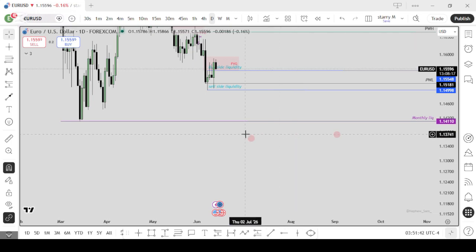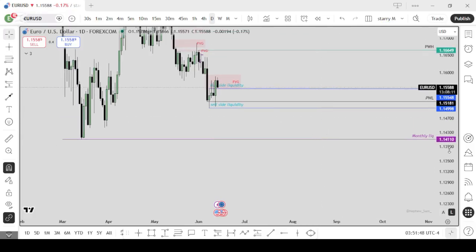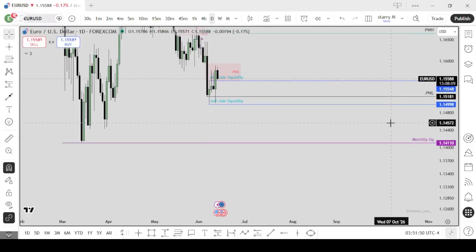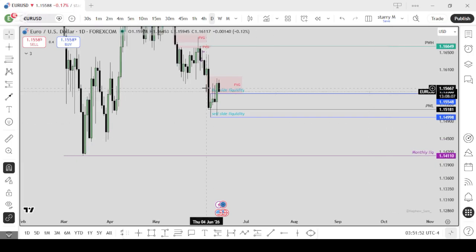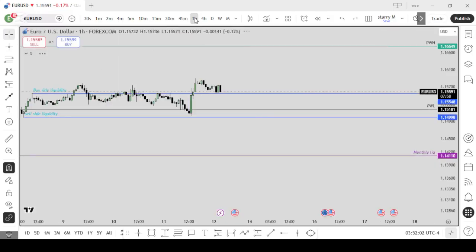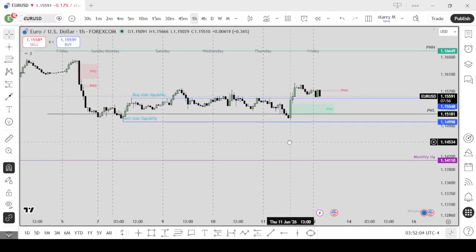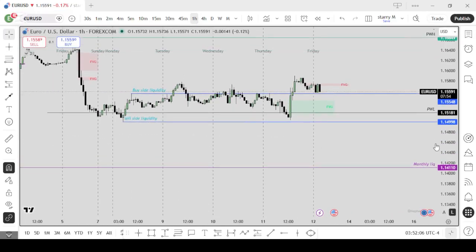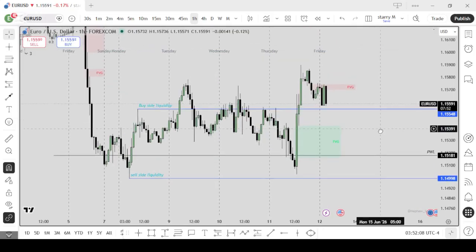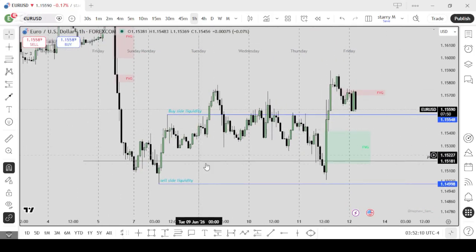So that is essentially the point for Monday. Monday, it just creates where we are going to manipulate from. Okay, so I was expecting a manipulation of the buy side liquidity, and then when it forms a market structure shift on the 1 hour, I was in. So yeah, this was Monday.